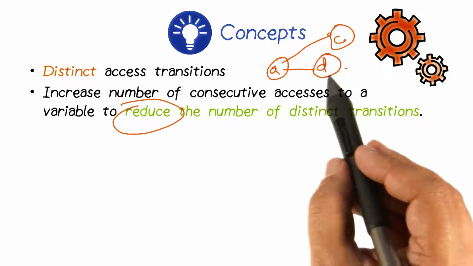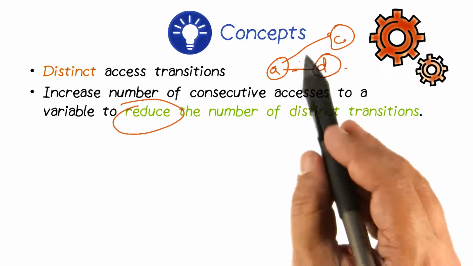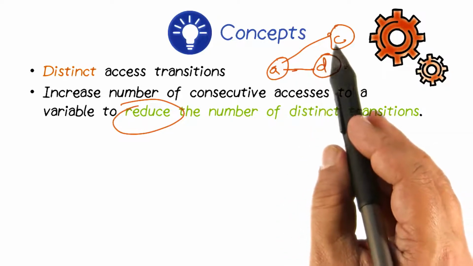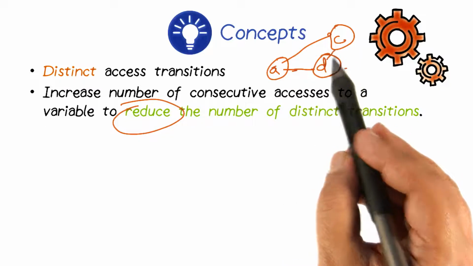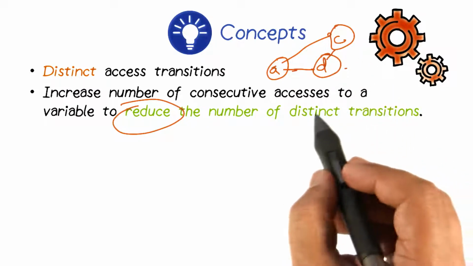If we keep shuttling between A and D and then go to C, we'll have only 2 edges. Otherwise, if we go from A to D, D to C, then C to A, we'll have 3 edges. So that is why we want to reduce the number of distinct transitions. That is our primary goal here.